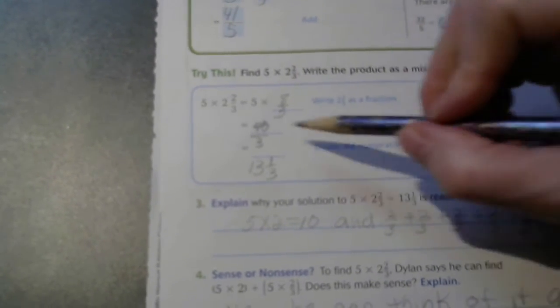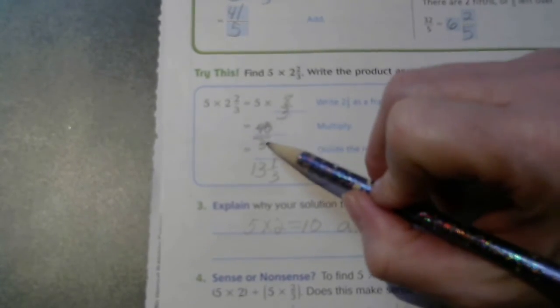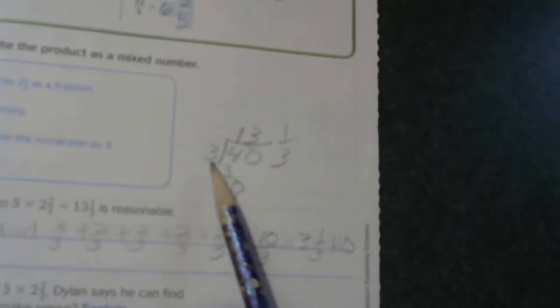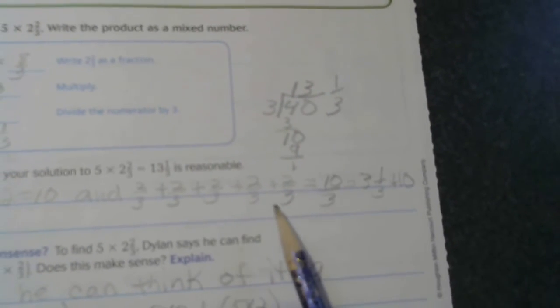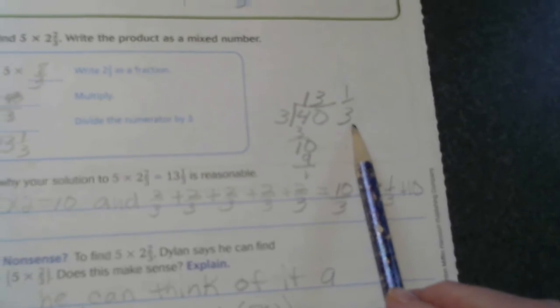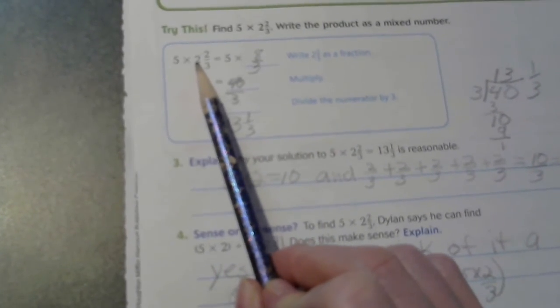We're going to multiply 5 times the 8, and that's going to become 40 over 3, and we're going to have 40 thirds. And then we have to divide the numerator by 3. So 3 goes into 40 13 times with 1 left over. That becomes 1/3. So our answer to 5 times 2 2/3 is 13 1/3.